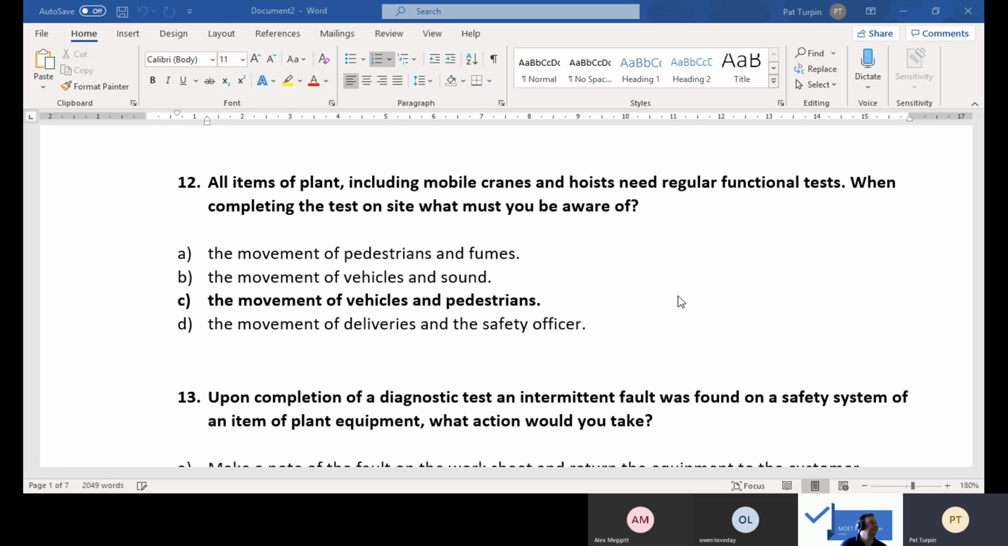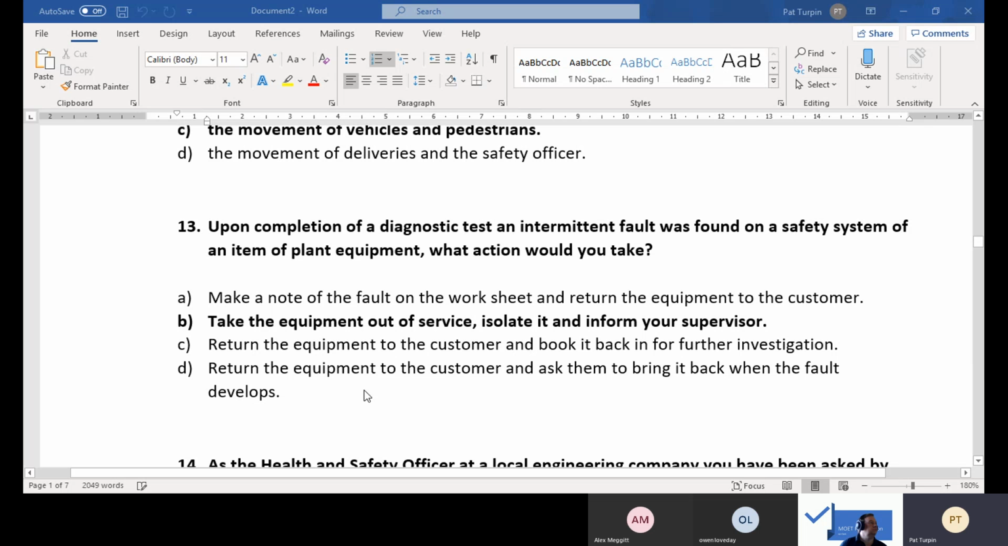All items at plant, including mobile cranes and hoists, we discussed this one out. It's obviously the movement, it's not obvious, but it is the movement of vehicles and pedestrians. They're the main things. Okay, so upon completion of a diagnostic test, an intermittent fault was found on a safety system of an item of plant equipment. What action would you take?